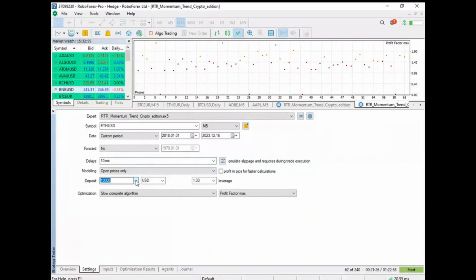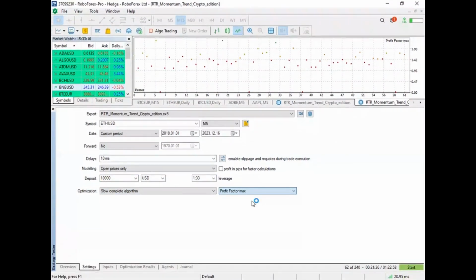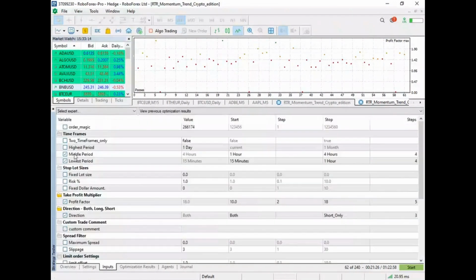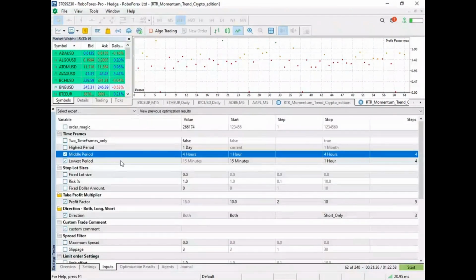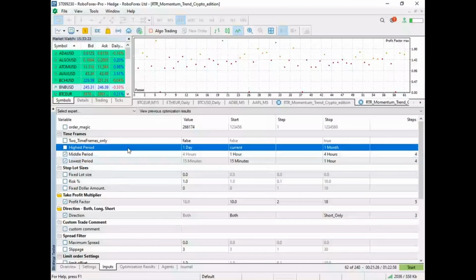Deposit 10,000. Leverage 33 to 1. We won't even use as much as that. For the optimization, we'll use a slow complete algorithm. We'll be looking for profit factor max. So the inputs I'll be optimizing will be the middle period and the lowest period. The highest period will be left fixed at 1 day.